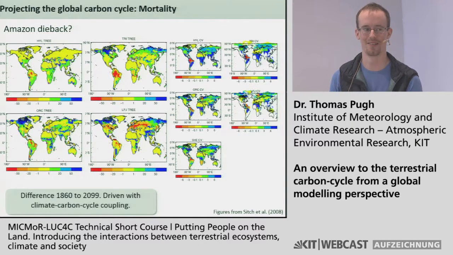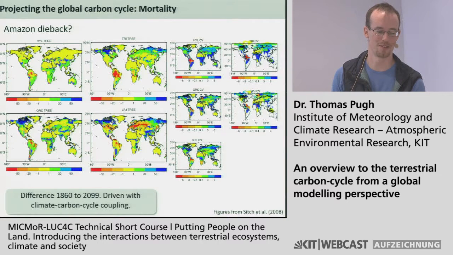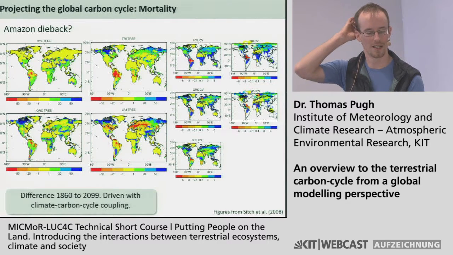There's been a lot of work following on to see if this actually happens. Basically, no other model has really been able to replicate the extent of this Amazonian dieback, and indeed the new version of the Hadley Centre model also doesn't replicate it. It looks like it might be a blip.